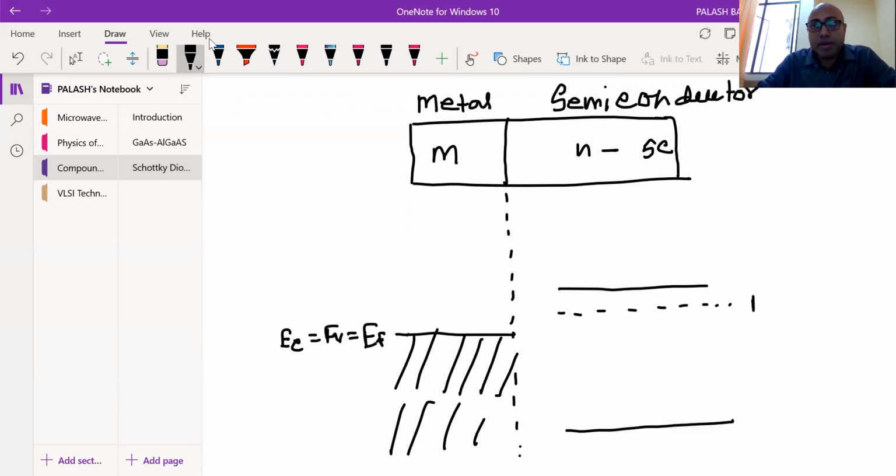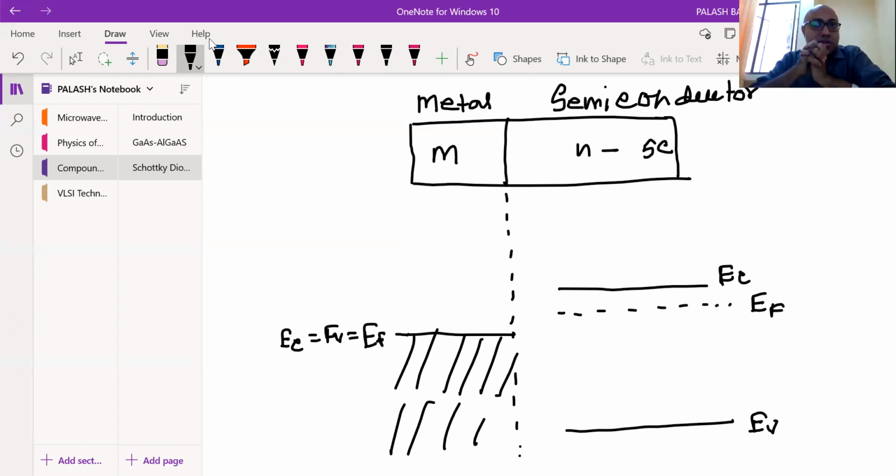Suppose you have EF over here, EC over here, and EV over here. I have taken one side as metal, what about the other side, the semiconductor? If this is my EF, and you have a band EC and EV exactly in the middle, this position of the semiconductor can be down, can be up, or anything can happen.